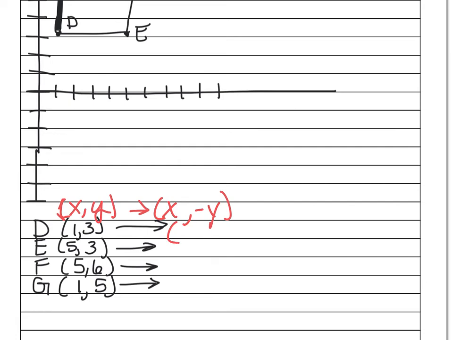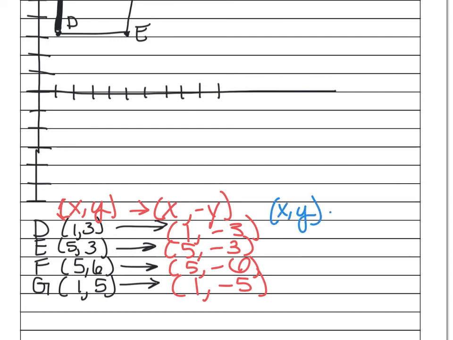So we're going to have 1, -3, change the sign, 5, -3, 5, -6, and 1, -5. And that would be the reflection. Then you go ahead, and I'll do this in a different color, you're going to do the translation. So the translation, if you remember, you had your x, y, and it said that we were going to move to the right 5 units and up 3. So that's the formula or the rule. So we can go ahead and do that.